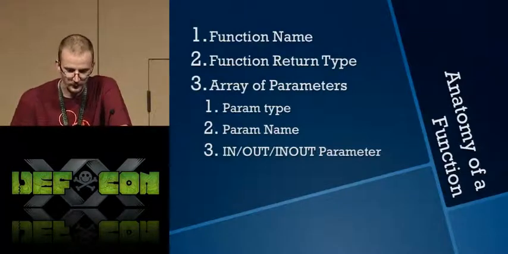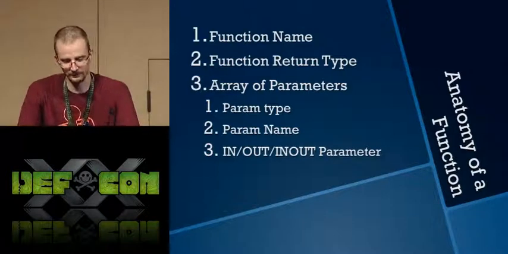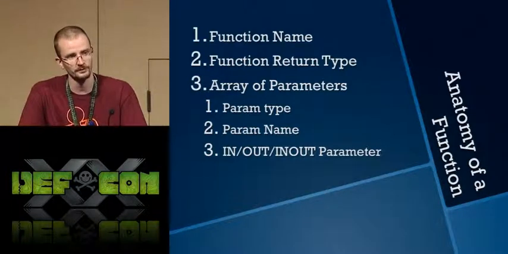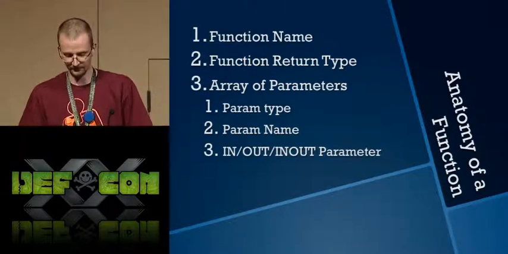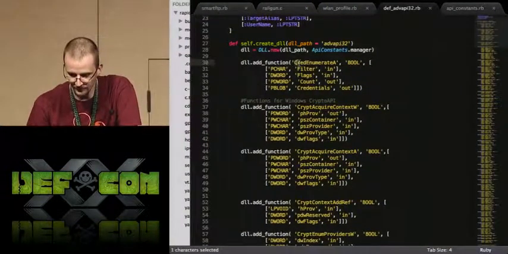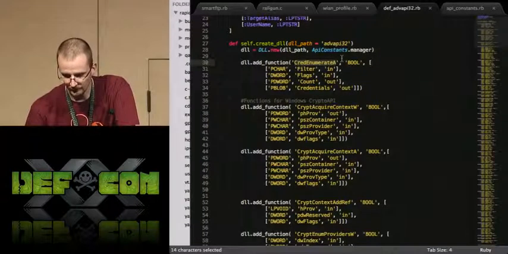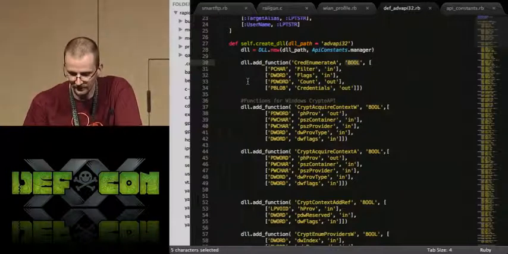So the basic anatomy of the function definition is that we have a function name, what type of function it is, basically what type of return value it has, and then just pass it in an array of parameters. And flip over here again so I can actually show you that. So this is the name of the function. Then we have our type. So this is a Boolean. It returns true, false. And then here's our array of our parameters.